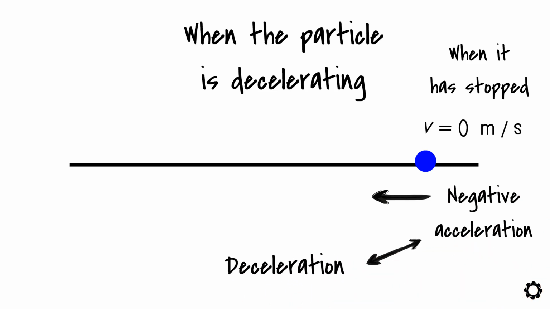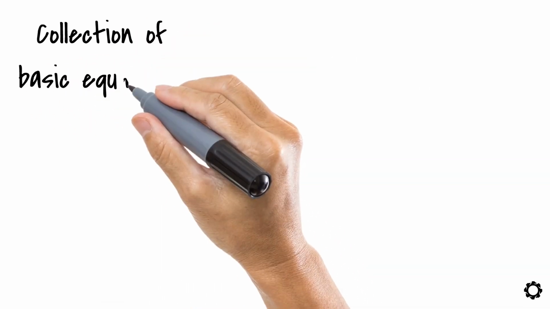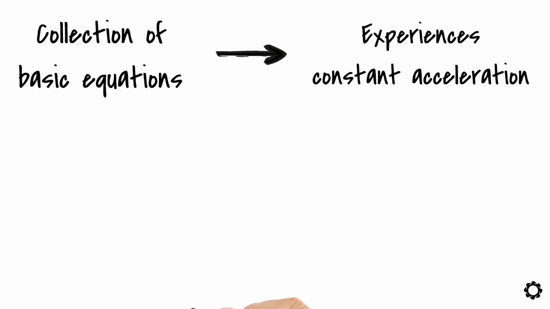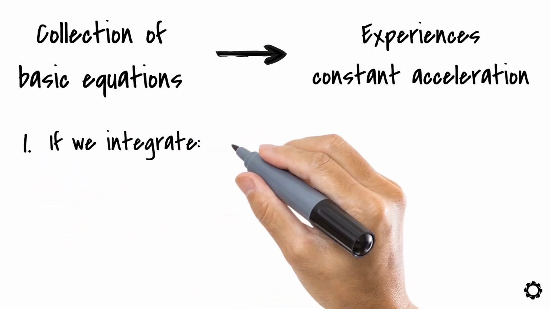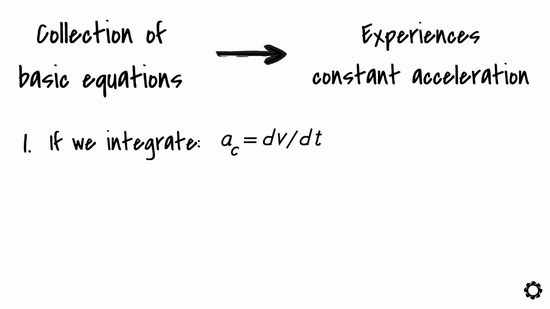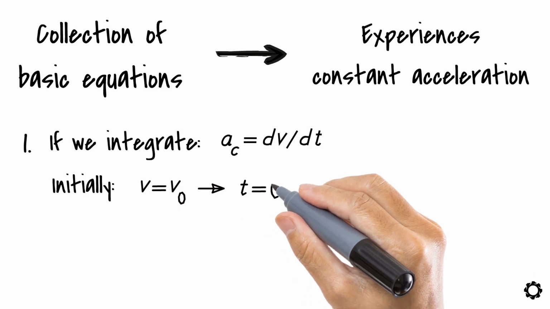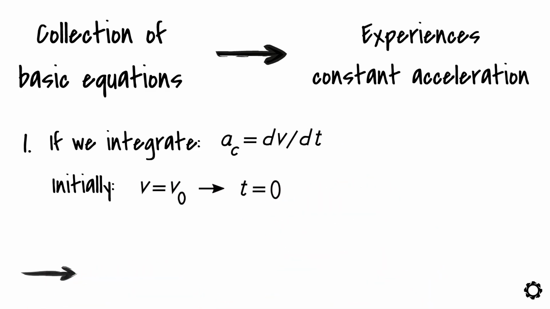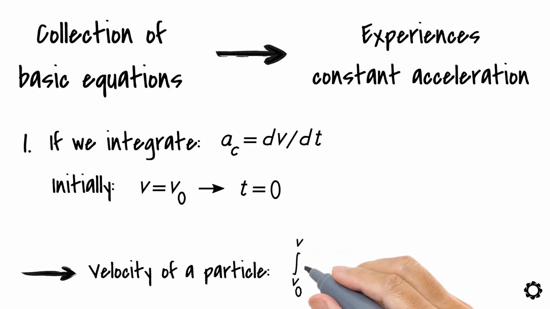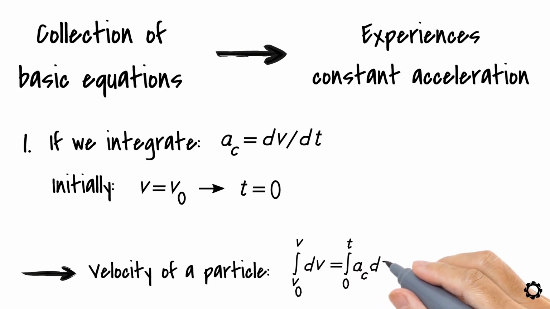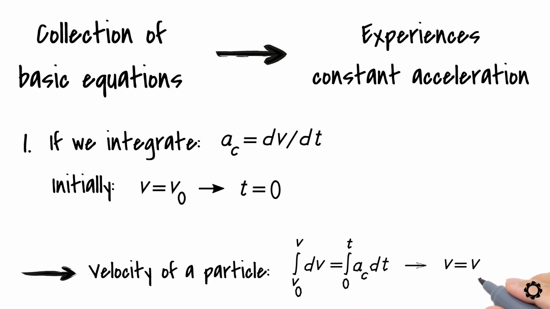As a last topic, let's go briefly through the collection of basic equations in a case where the particle experiences constant acceleration. Firstly, if we integrate ac equals dv by dt, and assuming that initially v equals v0 when t equals 0, then we obtain the following equation for the velocity of a particle as shown here. Integration from v0 to v of dv equals integration from 0 to t of ac times dt, which gives v equals v0 plus ac times t.